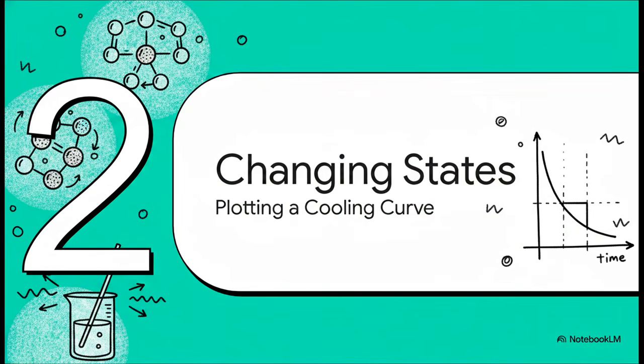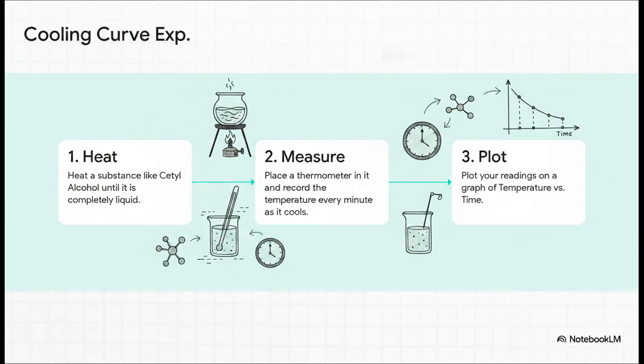Okay, so that's the theory down. Now, let's see how all this builds into one of the most common experiments you are definitely going to face, plotting a cooling curve. We're taking those abstract ideas about particles and putting them into a real graph you have to be able to draw and explain. Honestly, the method for this could not be more straightforward. All you do is melt a substance, something like cetyl alcohol is perfect, then you pop a thermometer in it. After that, you just sit back and record the temperature every single minute as it cools down and turns back into a solid. The last part is just plotting those numbers on a simple graph of temperature versus time.